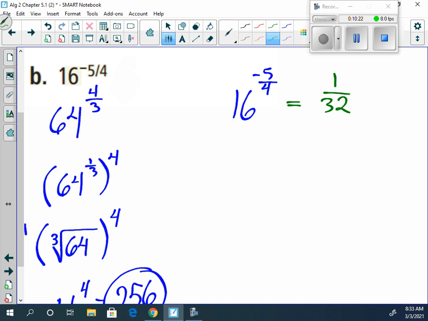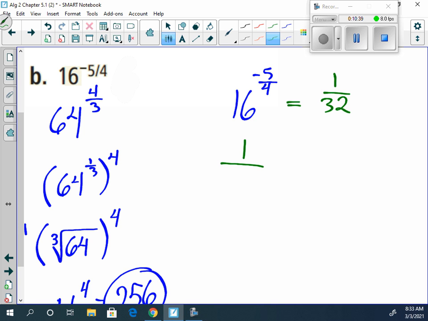Now with those there in the numerator, so if you don't want to type it as a fraction on the graphing calculator, -5 divided by 4 also works. So 16 to the -5 divided by 4 would give us the same answer.